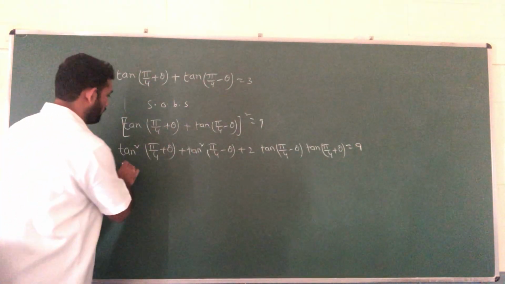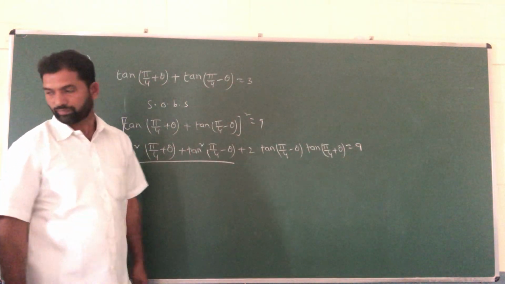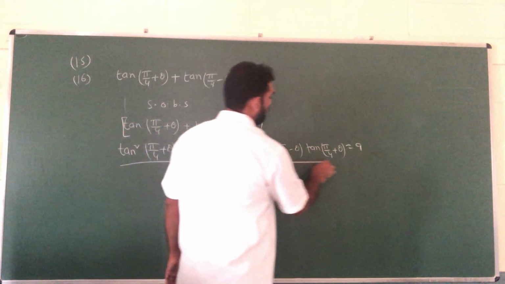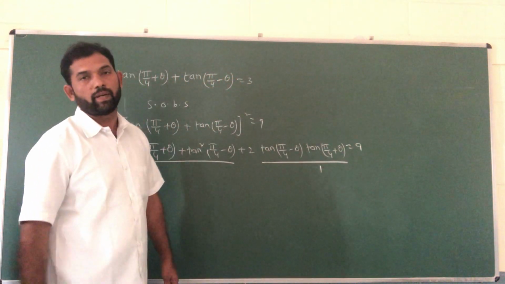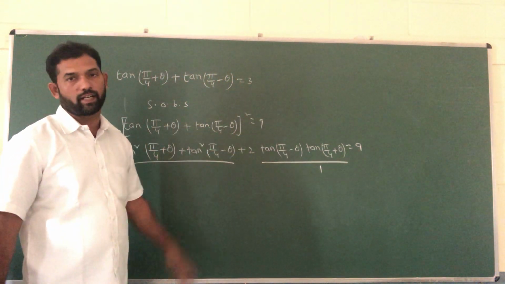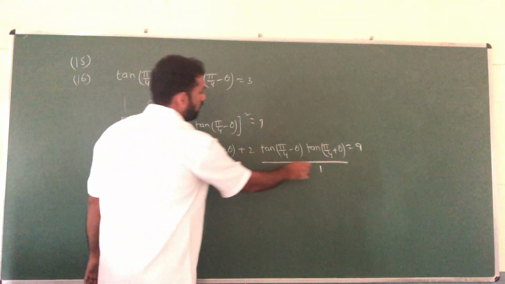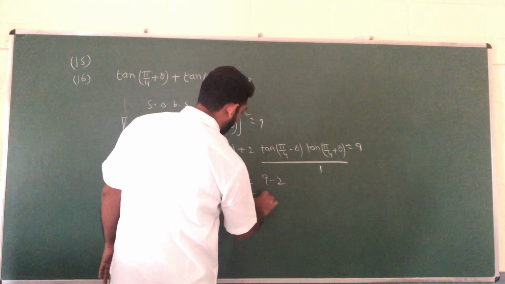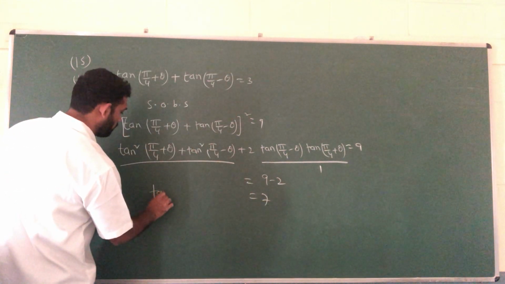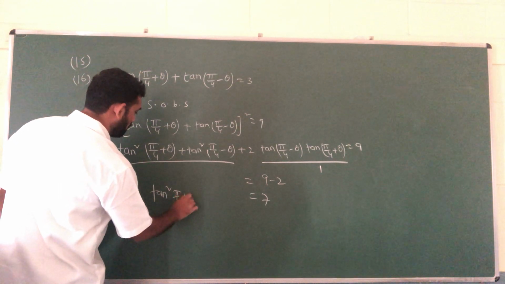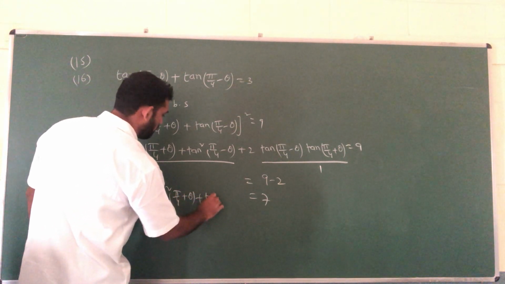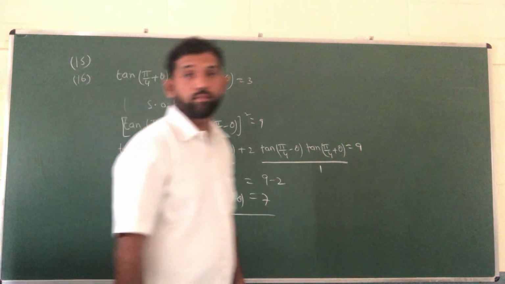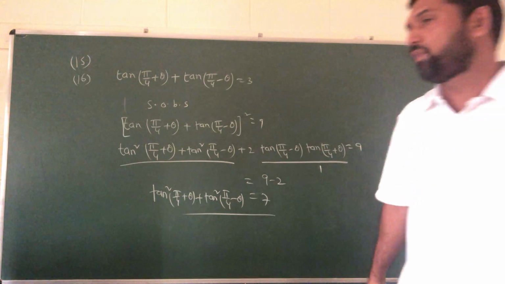So what is the required value? This one. Tan pi by 4 plus theta times tan pi by 4 minus theta, that value should be 1. You know that already, tips and tricks. So 2 into 1 is 2, so it is equal to 9 minus 2. How much is that value? 7. So tan square pi by 4 plus theta plus tan square pi by 4 minus theta is equal to 7. The answer is 7. Note down fast.